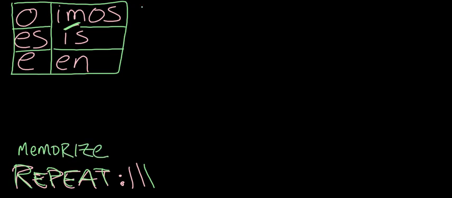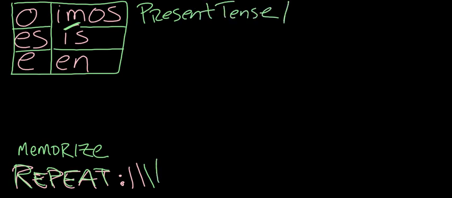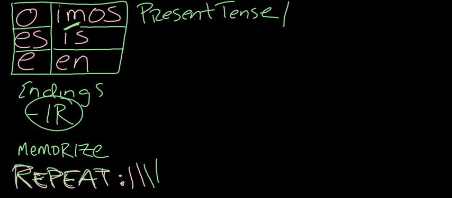Yes, you can make flashcards. Yes, you can just read them on the paper or in your head. But if you say it out loud, I promise you, you're going to get there faster. O-S-A, imos, is, en. And what are these? Endings. And specifically, they're endings for IR verbs in the present tense. Sometimes we call it the present indicative.